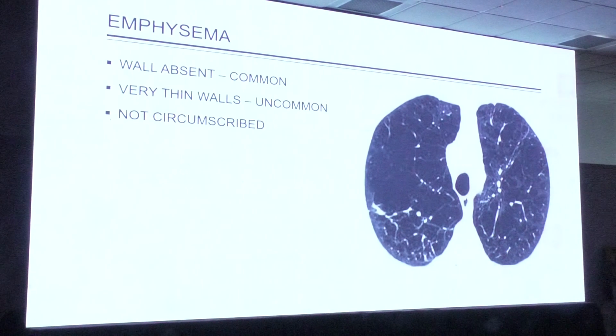So this is emphysema where walls are absent commonly, very thin walls may be found uncommonly, and they are not circumscribed. They are not defined. So you could see the right lung here, with the destruction of alveolar walls causing the emphysematous changes in bilateral lungs here.